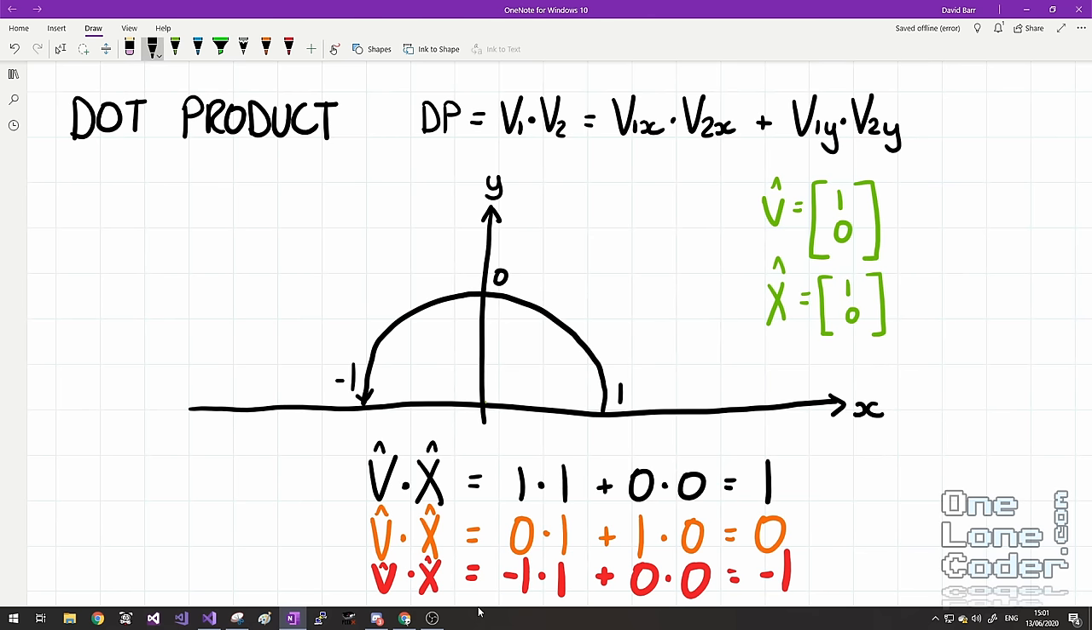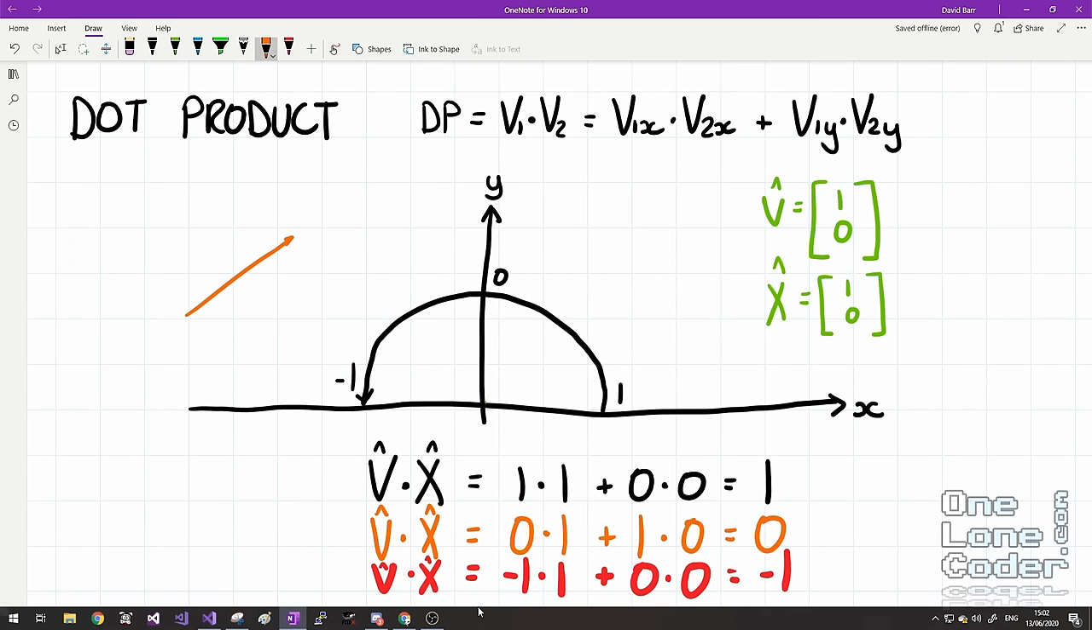I like to think of this result as how similar are two unit vectors. When they are the same, we get the result 1. When they are perpendicular to each other at 90 degrees, we get 0. And when they are in opposite directions, we get minus 1.